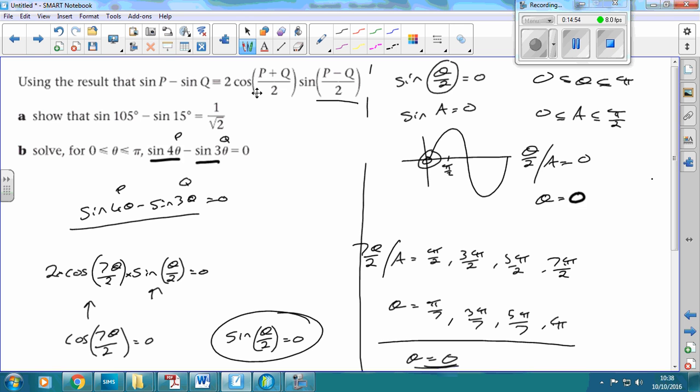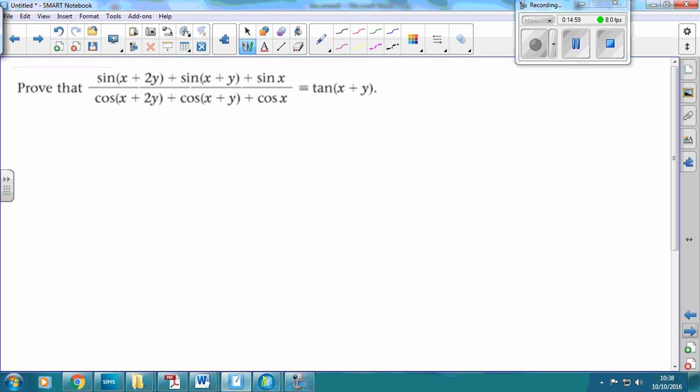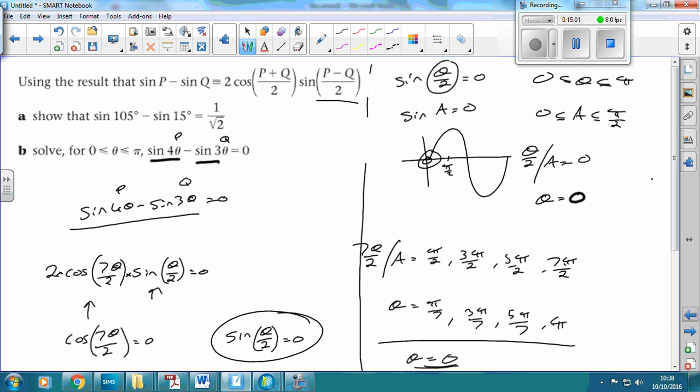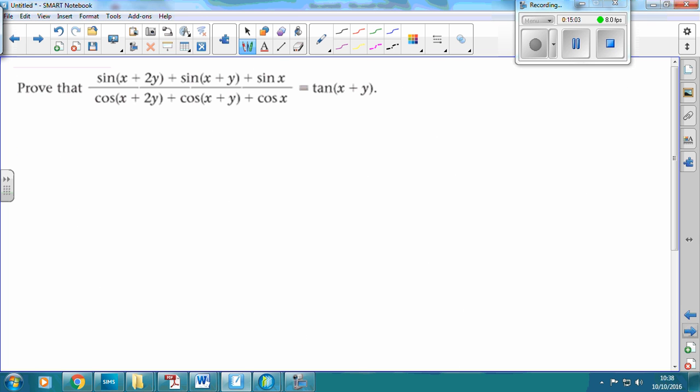So now let's go and have a look at the next one. And by the way, you can have a look at that. That's in your exercise book, that example, as is this one. So we've got to prove this thing equals tan of x plus y.